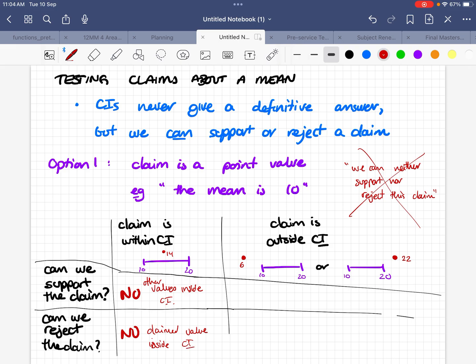Next, if the claim is outside the confidence interval, either above or below, can we support the claim? No, we can't support this claim because it's actually the same reason. There are other values inside the confidence interval. We could also say the claimed value is outside the confidence interval. That's a really good answer there.